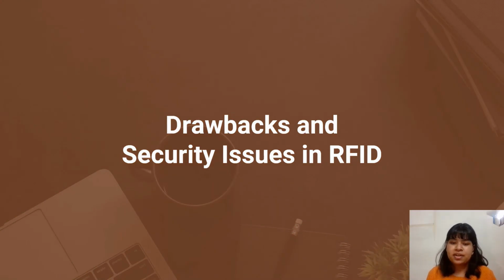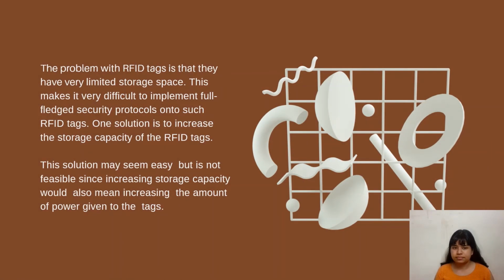Now let's look at what are the drawbacks and security issues associated with RFID tags. The problem with RFID tags is that they have very limited storage space. This makes it difficult to implement full-fledged security protocols onto such RFID tags. One solution though is to increase the storage capacity of the tags. The solution may seem easy, but it is not feasible, since increasing storage capacity would also mean increasing the amount of power given to these tags.